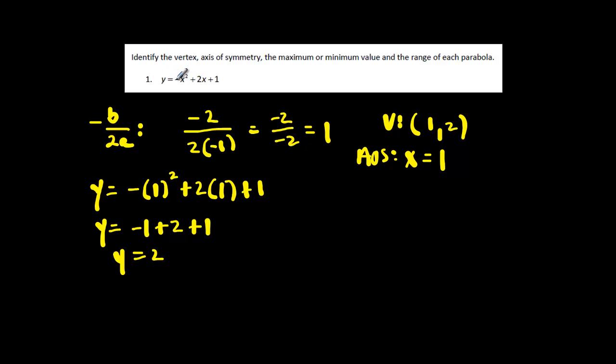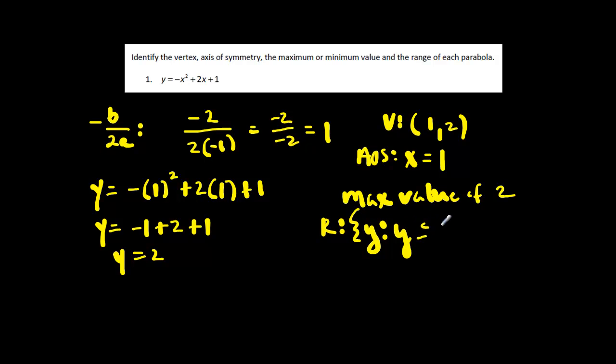It's opening down, so that means it's going to have a max value of 2. And the range is going to be the set of all y's such that y is less than or equal to 2 because it opens down.